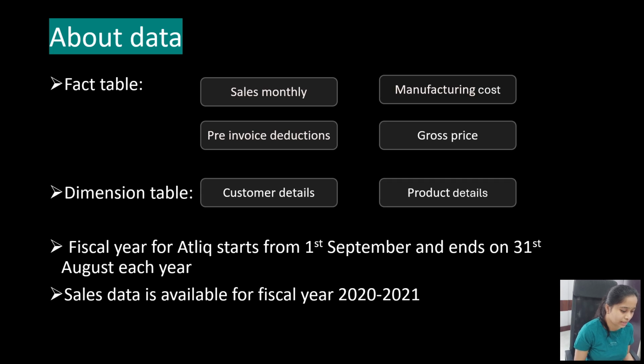So these are the details about the data. We have a total of 4 fact tables: monthly sales, manufacturing cost, pre-invoice deductions and gross price. Similarly, we have 2 dimension tables, which are customer details and product details. The fiscal year for AtliQ starts on 1st September and ends on 31st August each year. And for this project the sales data is available for the fiscal years 2020 to 2021.